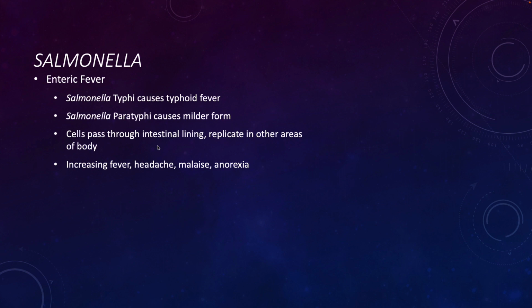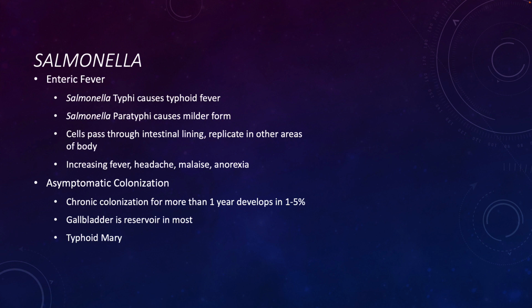And this is because the cells are able to easily pass through the intestinal lining and replicate in other areas of the body. When you have bacteria that are replicating in other areas of the body, you will get symptoms like fever, headache, tiredness, loss of appetite. So it's called an enteric fever because the infection began in the gastrointestinal tract, and as the bacteria escaped the gastrointestinal tract, they replicated in other areas of the body.